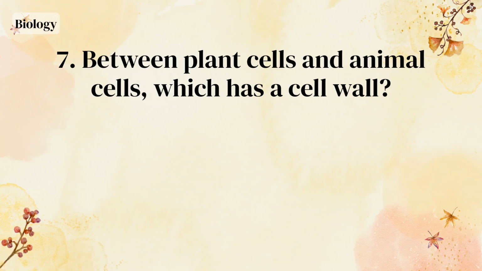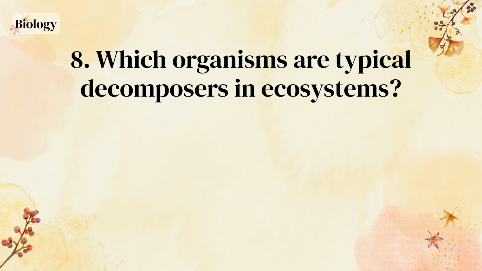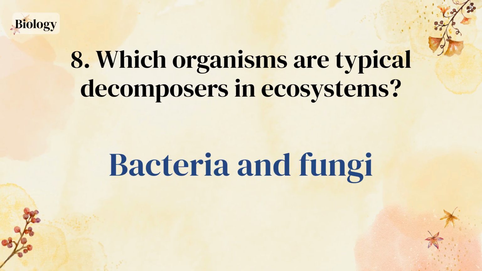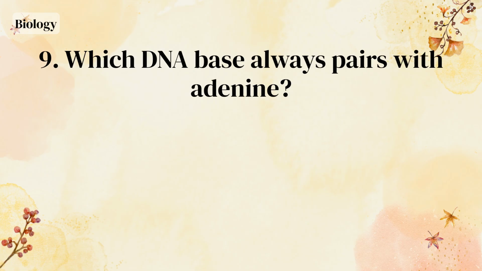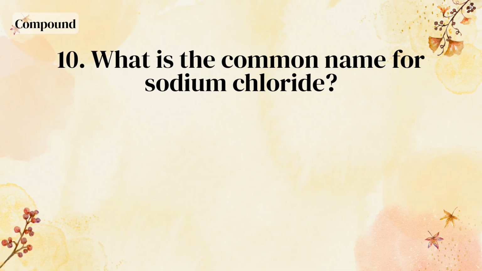Between plant cells and animal cells, which has a cell wall? Plant cells. Which organisms are typical decomposers in ecosystems? Bacteria and fungi. Which DNA base always pairs with adenine? Thymine. What is the common name for sodium chloride?